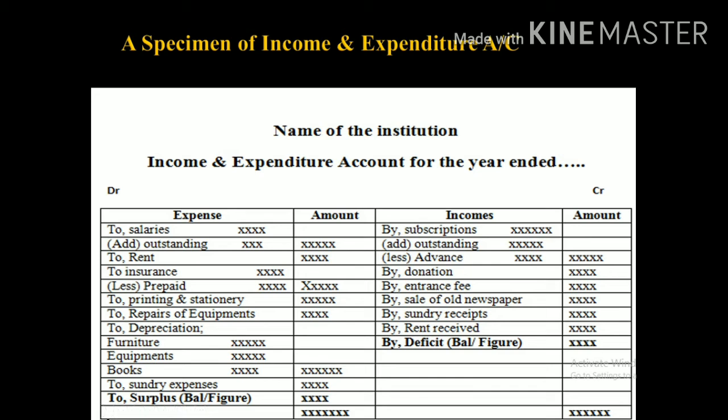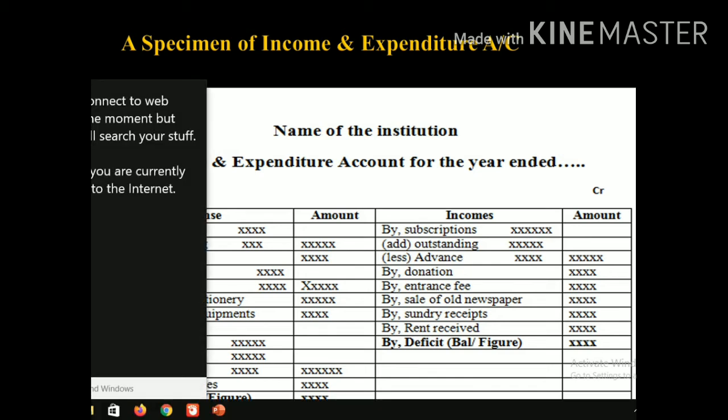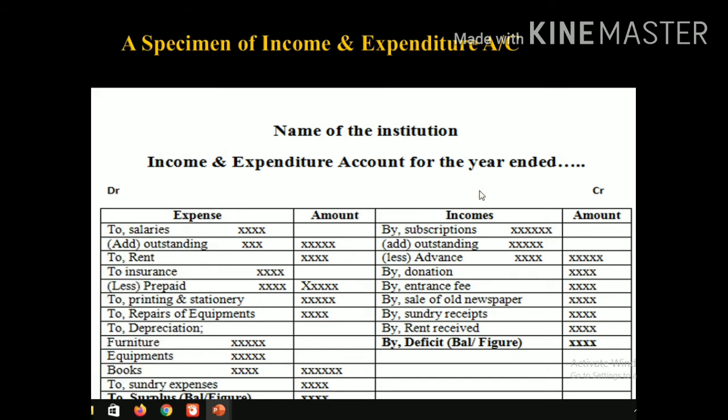And we have two sides. The income and expenditure account has two sides: one is the debit side and the next one is the credit side. Only expenses go on the debit side.